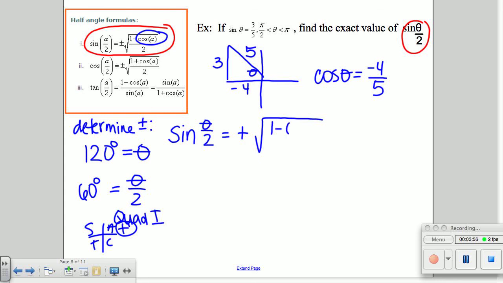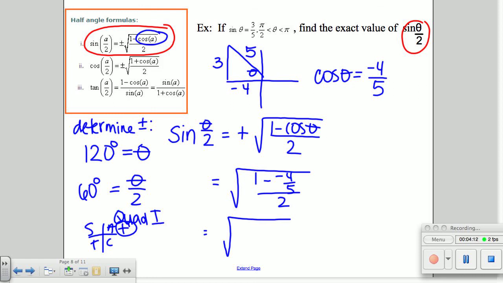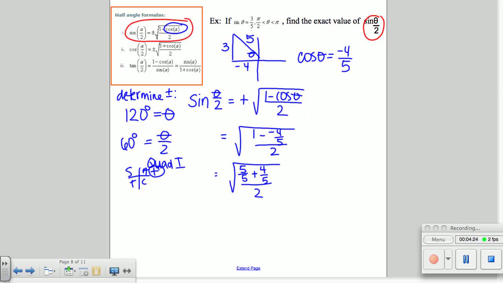And we're going to have 1 minus cosine theta all over 2. If I plug in what I know, I get 1 minus -4/5 all over 2. 1 whole is 5/5, and minus a negative is going to turn into plus 4/5 all over 2. If I keep going a little bit further, we're going to get the square root of 9/5 over 2.